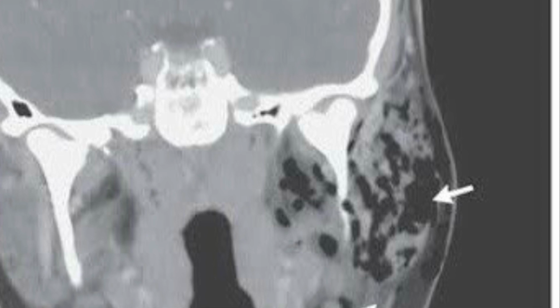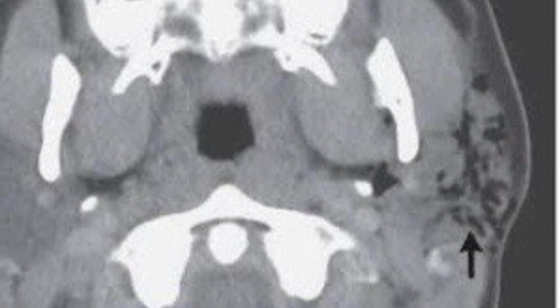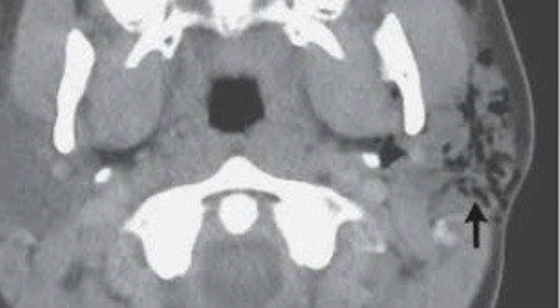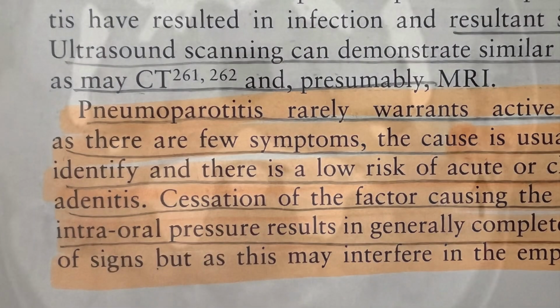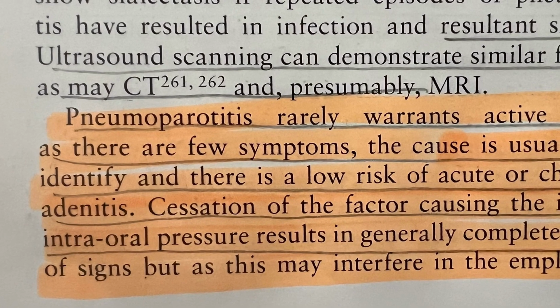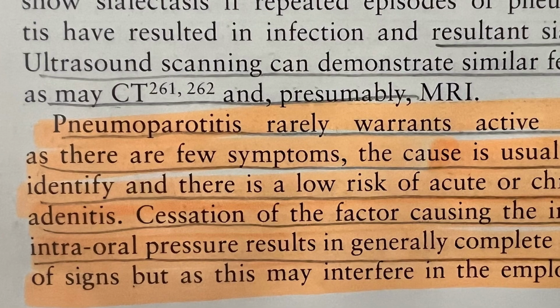You can see the pneumoparotid gland, or the air bubble in the parotid gland, and you can see the extension of the subcutaneous emphysema also. In pneumoparotitis, treatment is only symptomatic, along with cessation of the factor causing the increased intraoral pressure.